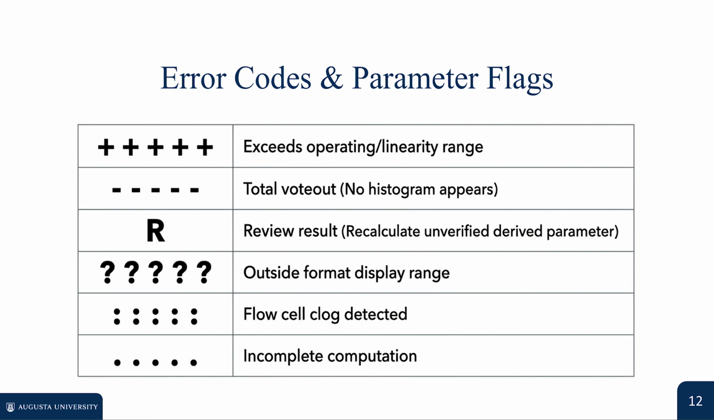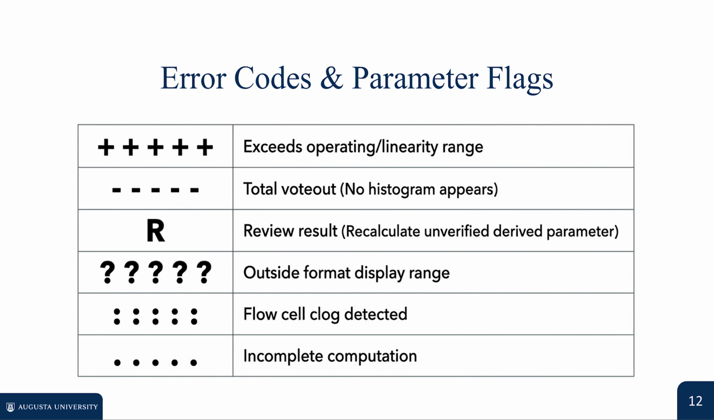Hematology analyzers incorporate sophisticated error codes to alert the laboratory scientist to analytical or mathematical abnormalities. A display of plus signs indicates that a parameter exceeds the operating linearity range, requiring a manual 1:2 dilution with isotonic saline, a repeat run, and multiplication by the dilution factor. A series of dashes indicates a total vote-out, where sensing apertures disagreed statistically, necessitating fluidic inspection and a sample rerun.